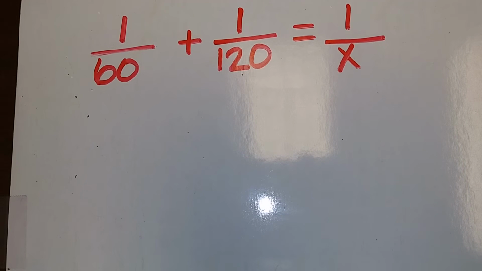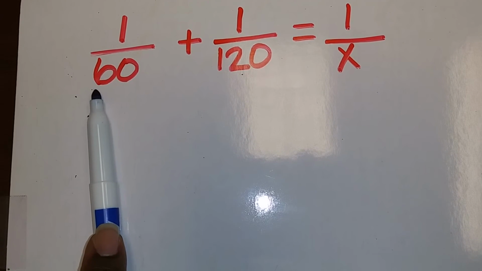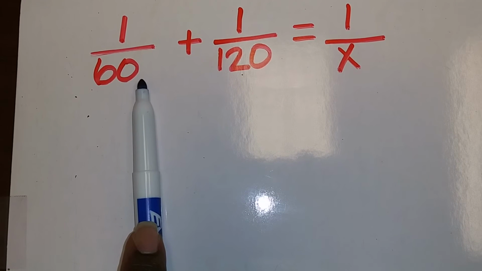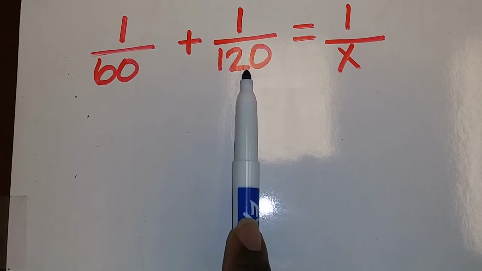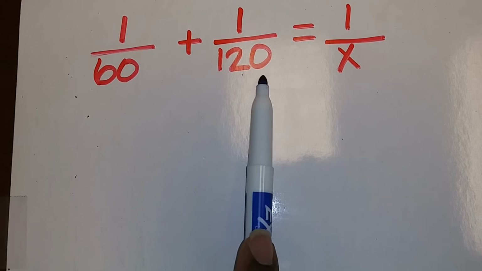Now, this is a rational equation. What is your least common denominator? What's my LCD for 60 and 120? Can 60 go into 60? Yes. Can 120 go into 60? No. So now do 120. Can 60 go into 120? Yes, 2 times. Can 120 go into 120? Yes, 1 time. So my least common denominator is 120.